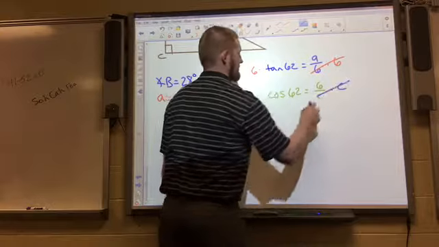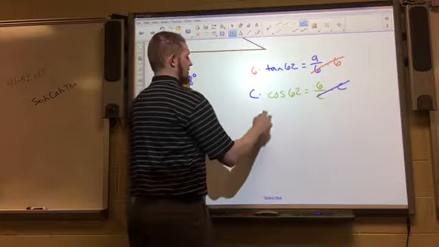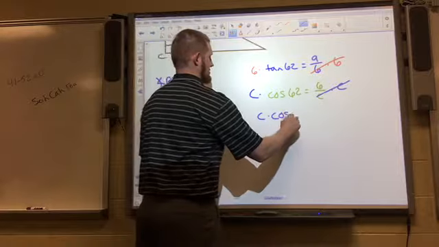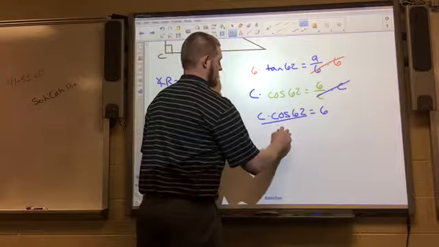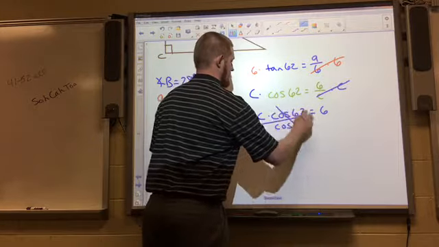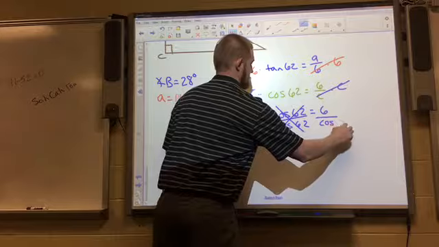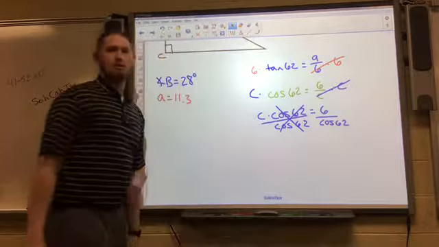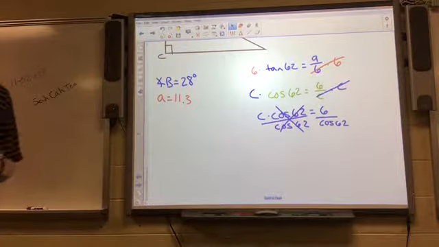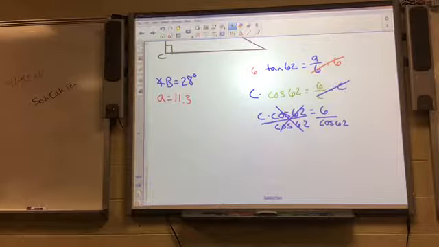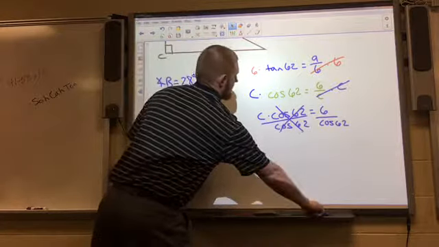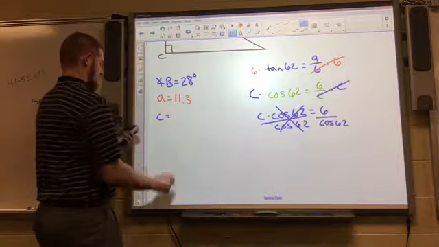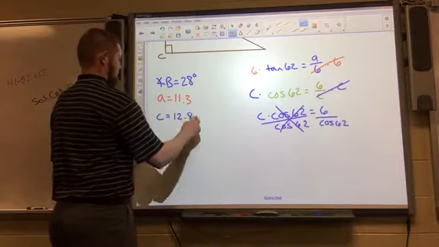You would multiply by C to get rid of your fraction, right? And then you'd have C times the cosine of 62 equals 6. And then I have to divide by the cosine of 62. Those cancel. Divide by the cosine of 62. Am I still going to get the same answer? Yeah, they just did it differently in their book. So I'm going to do 6 divided by the cosine of 62 this time. So I'm not multiplying, I'm actually dividing. And then I get my side length for C to equal 12.8.